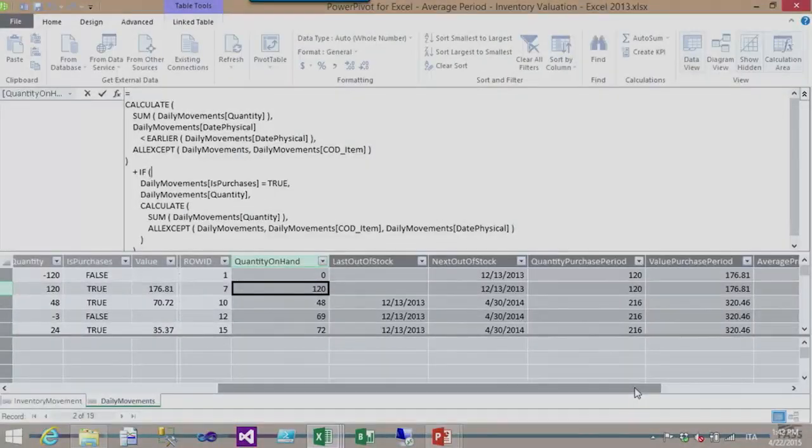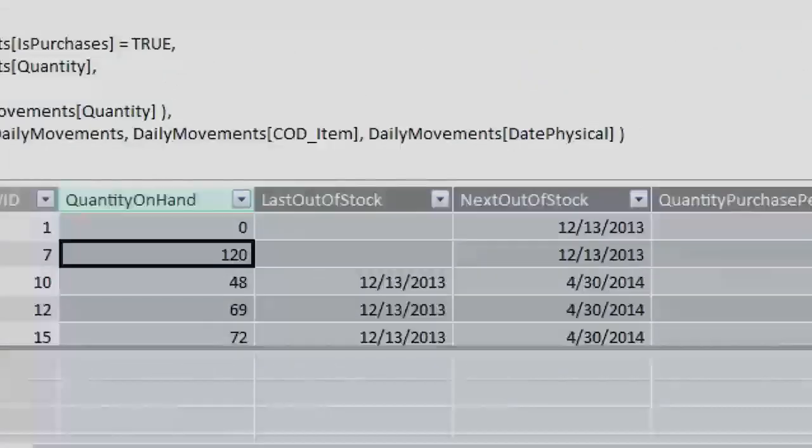For the following calculations, I had to identify my period. The period ends on the day where I have a quantity on hand equal to 0, and starts when I had quantity on hand equal to 0 the previous time. So I created two columns: one called last out of stock, and the other next out of stock. The idea is that my period is made by all the transactions that are within these two dates.